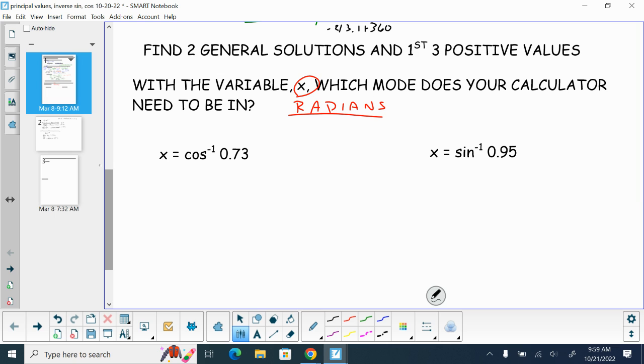But the same method and the same philosophy and the same cues are still with us. We're going to look for two general equations and the first three positive solutions. But now we're dealing with x here, not theta. When dealing with the inverse cosine, the first value we come up with is our principal value, the calculated value. So I can click through inverse cosine of 0.73. Take it to two decimal places.